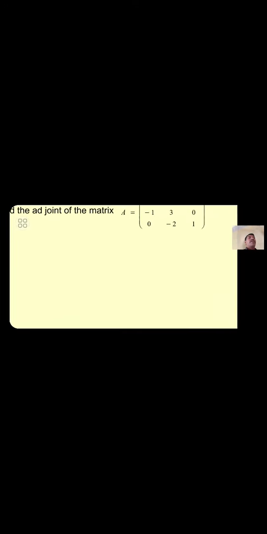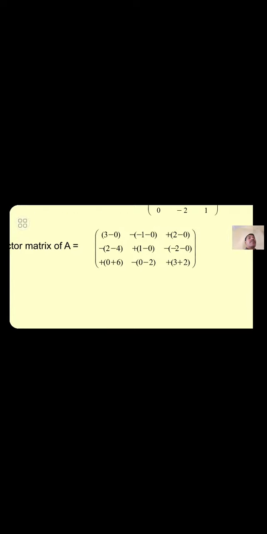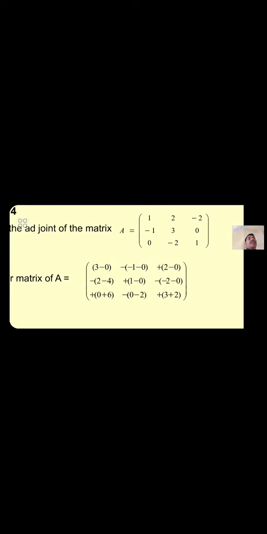Next, another example. Find the adjoint of the matrix A equals to 1 2 minus 2 minus 1 3 0 0 minus 2 1. Cofactor matrix of A equals to 3 minus 0, minus of minus 1 minus 0, plus 2 minus 0.